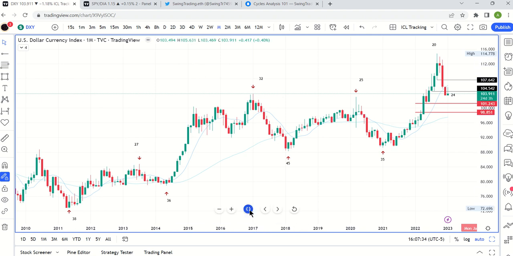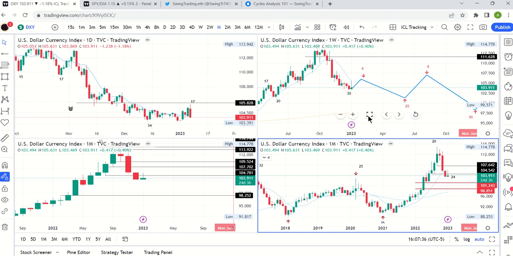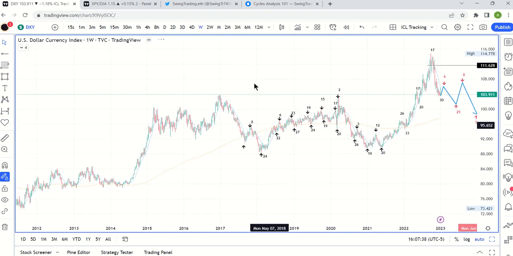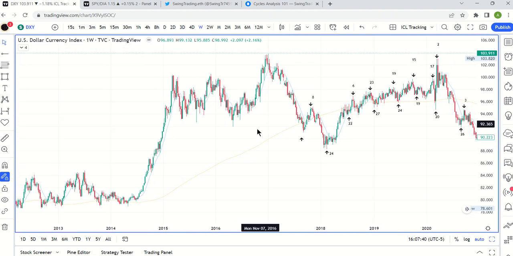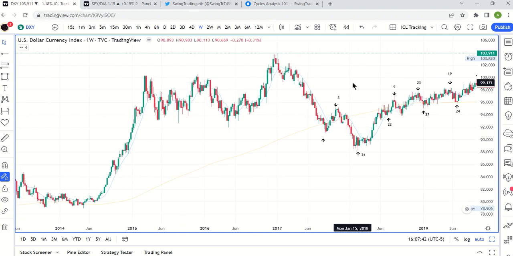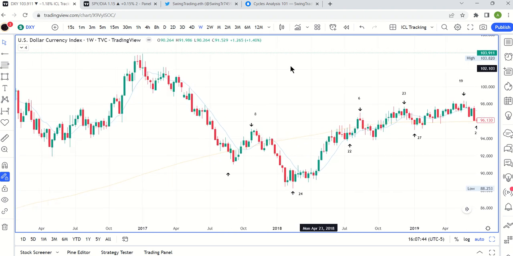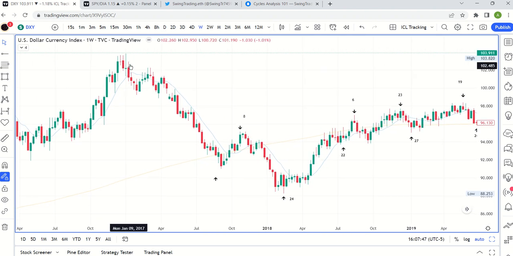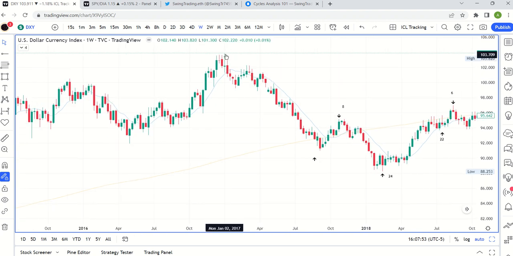So if we look at the weekly chart for that, we probably don't have the cycles numbered per se, but we just want to try to get a ballpark. So this was your top right here. The top that we just looked at on the monthly chart, this is the weekly version. Another way of saying that is this is the weekly candle that caused that monthly decline.